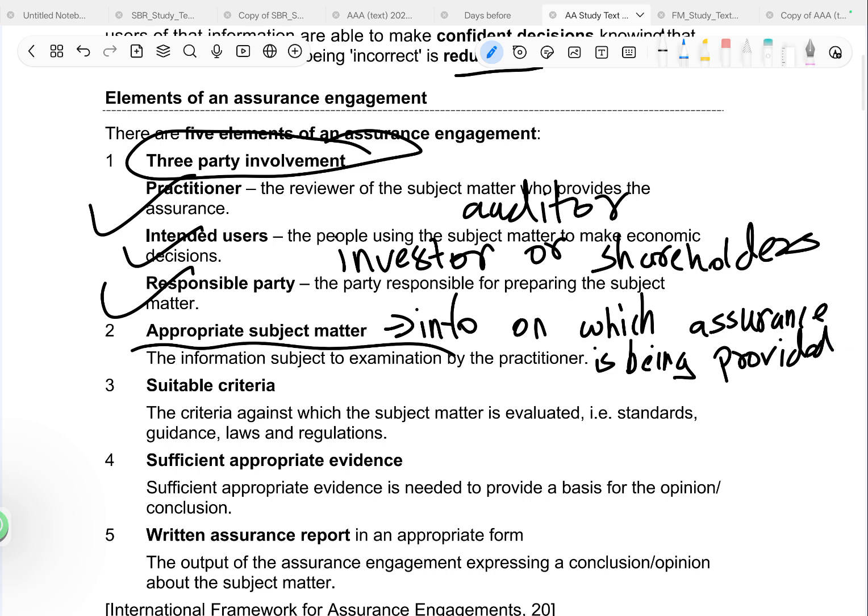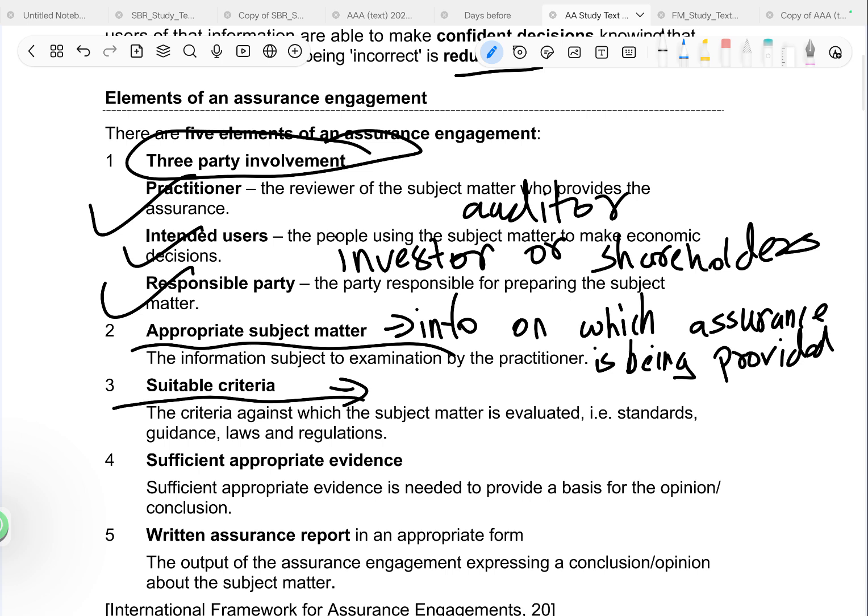The third element is suitable criteria. Now, when we examine information, we need something to compare it with. That comparison standard is called criteria. These criteria could be accounting standards, laws, regulations, or other guidelines. So, the subject matter is always evaluated against certain criteria.